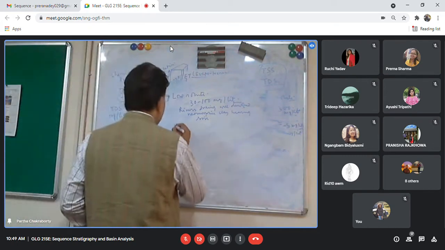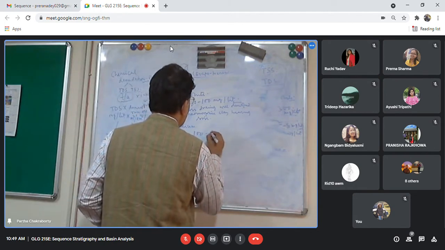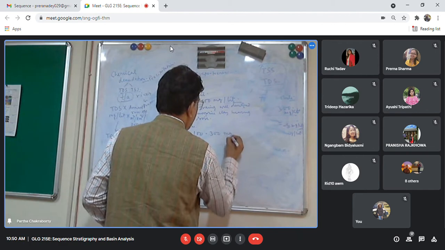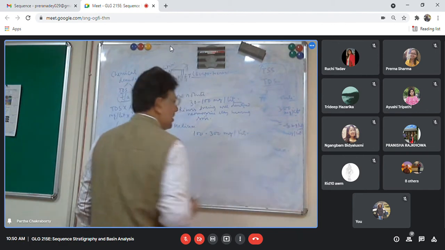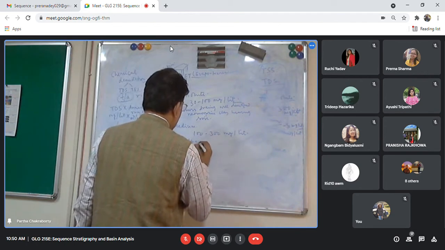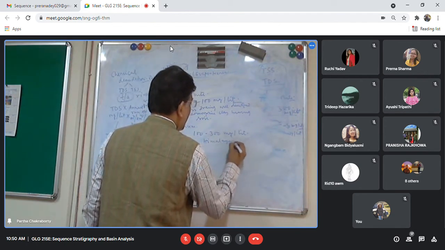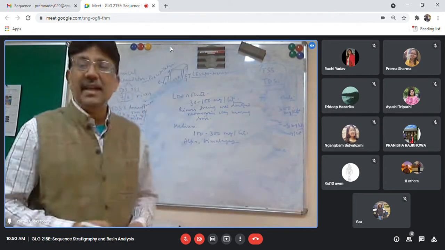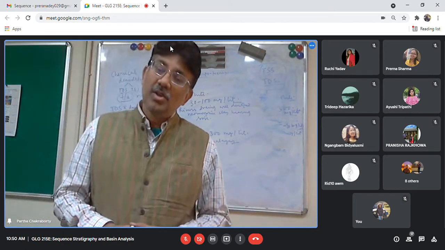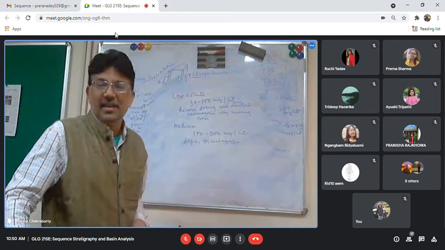Then I have the medium, which is 100 to 300 mg per liter. The rivers of the Alps and Himalayas basically show this kind of value, 100 to 300 mg per liter.